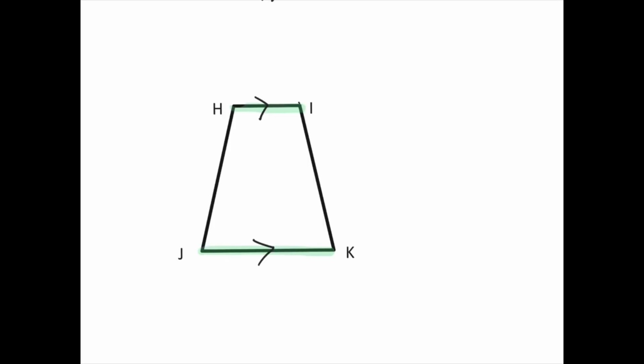So let's go ahead and write a statement here. Line segment HI is parallel to line segment JK. So these two lines will never touch each other, and that's the only set of parallel lines on this shape. The next part of the video, I'm going to be showing you how to draw a set of parallel lines, and so I'm going to actually be using the camera for that part.